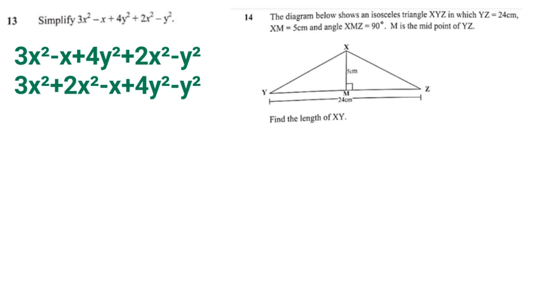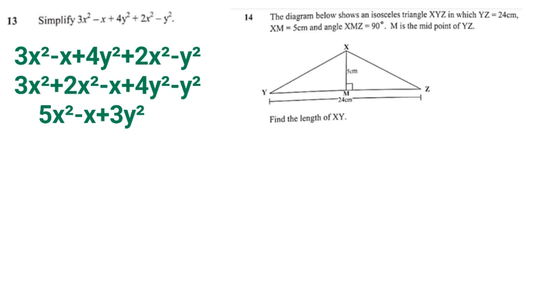Okay, once we've done that, we're going to evaluate those like terms. So 3x squared plus 2x squared will give us 5x squared, then minus x, then 4y squared, so not x squared, 4y squared minus y squared will give us 3y squared. Okay, and that is the answer for that question. That's the answer you need to write in your answer sheet.